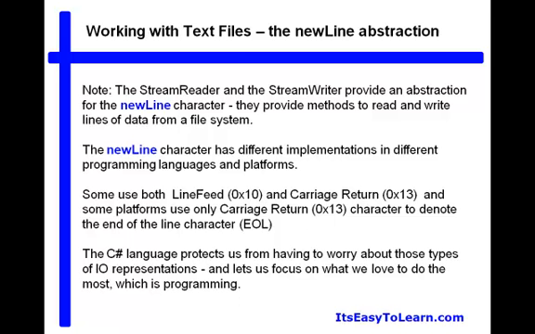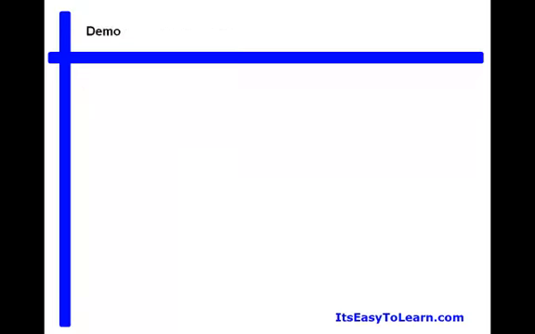As long as you use the stream reader to read from the file, whenever you say read line, it will take care of the dependencies which are built into the file by the native operating system and give you data in a format which your current operating system expects. Okay, so new line abstraction is what is provided by the text files. Let us look at a quick demo for text files.